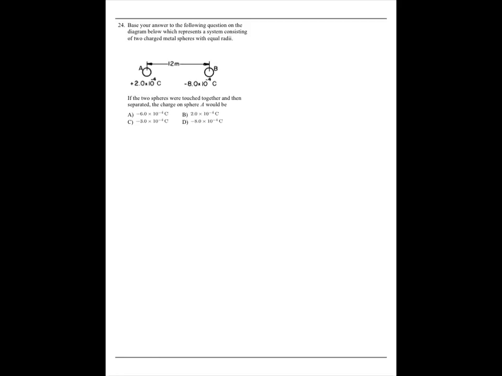And then our final question here is another conservation of charge question. Again, two spheres are separated at a certain distance. Now they're brought together. If they were touched together and separated, what would be their new charge? Positive 2 and negative 8 come together, and your total charge is negative 6. Split them up evenly, and you get negative 3 and negative 3. Choice C. And voila, we're done.